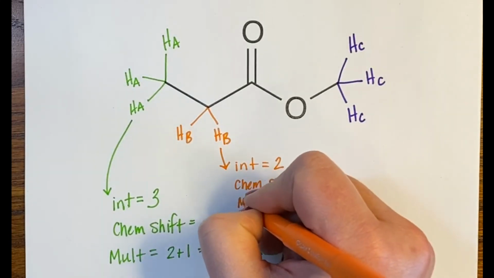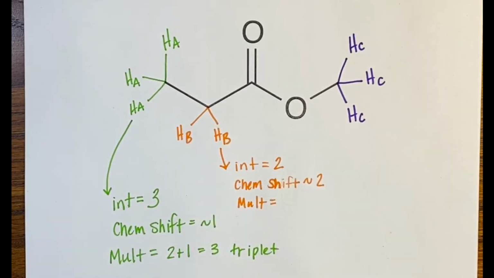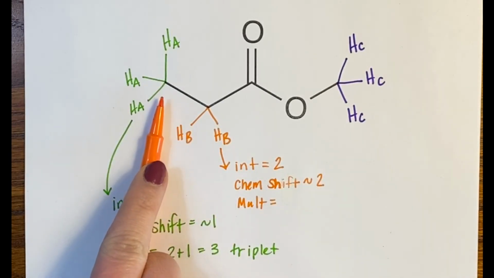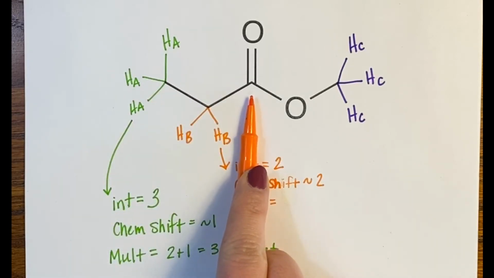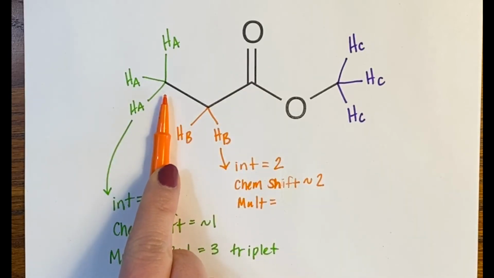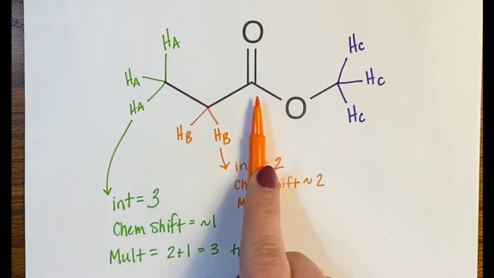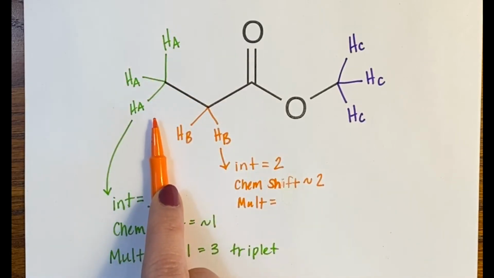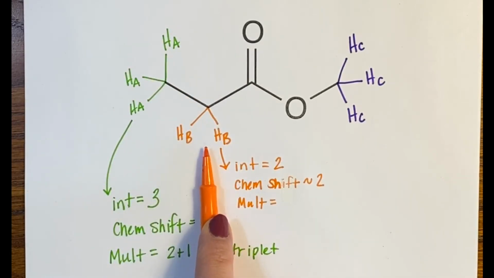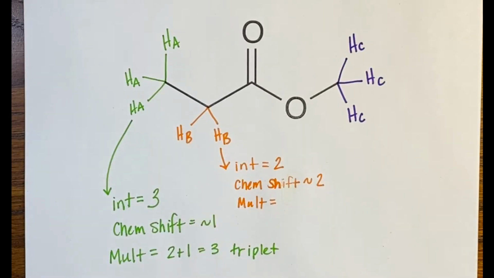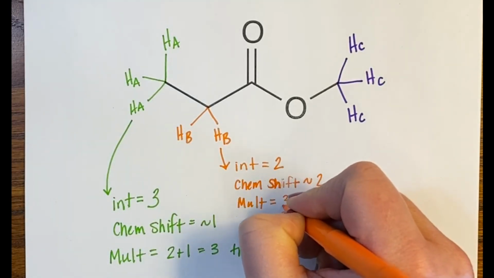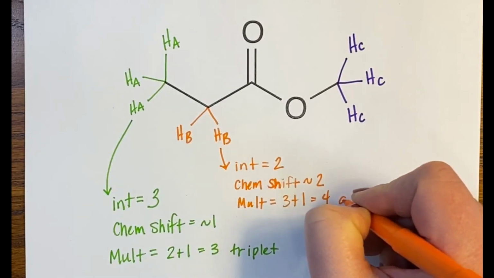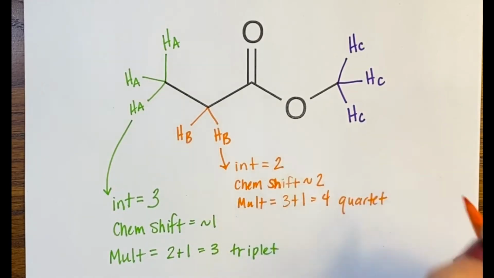For the multiplicity, I need to look at my adjacent carbons. This is one adjacent carbon for my HB protons. This is my other adjacent carbon for my HB protons. This adjacent carbon has 3 protons, which we have previously identified as HA. This adjacent carbon is not bonded to any hydrogens. So HA will be how the signal for HB is split. And so my multiplicity is then going to be 3 plus 1, which is 4, and my signal will be a quartet.